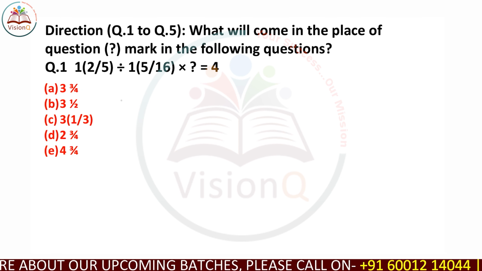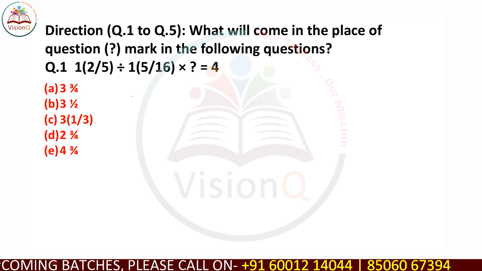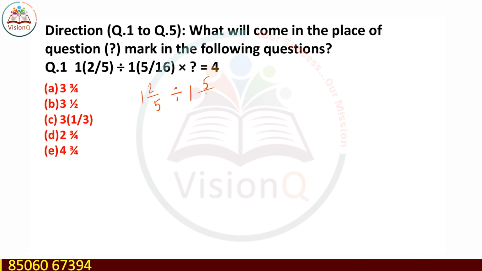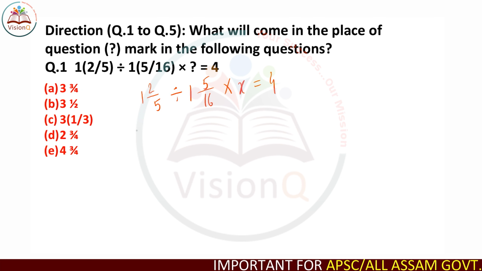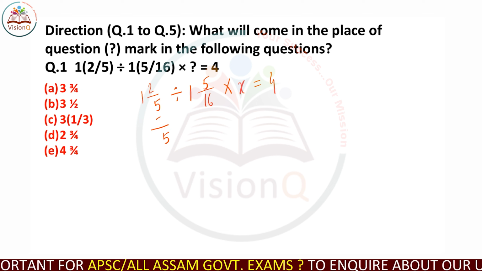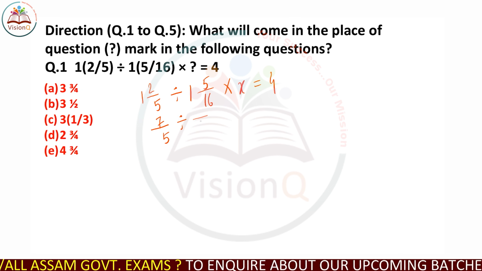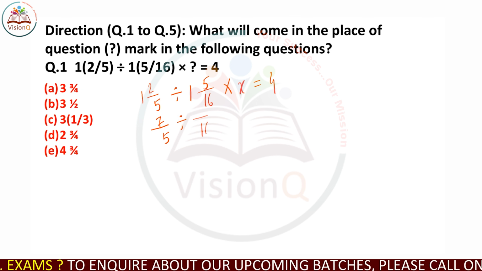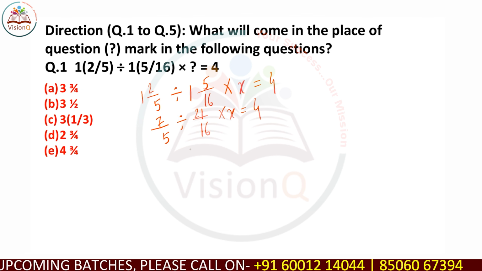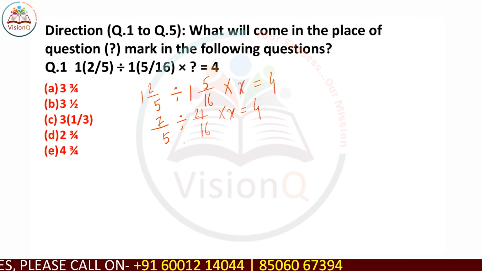Now I can see here, these are basically some mixed fractions. It is 1 2/5 divided by 1 5/16 into question mark. Let this question mark be x, equal to 4. Now if I break 1 2/5, it becomes 7/5, divided by, if I break 1 5/16, it becomes 21/16, into x is equal to 4. Now 7/5 divided by 21/16.